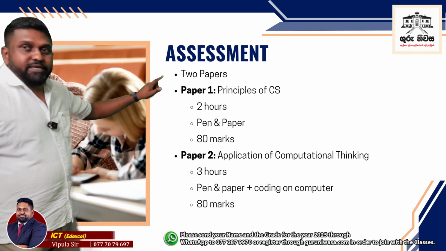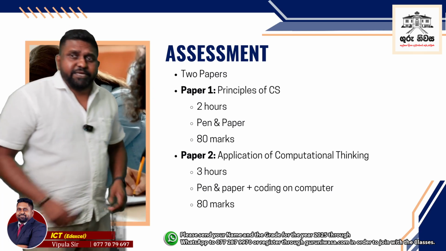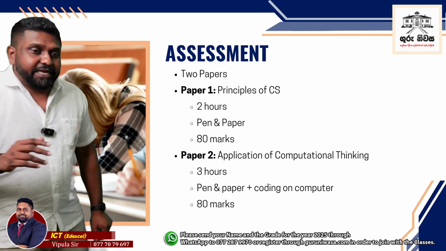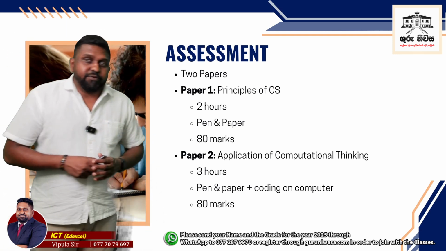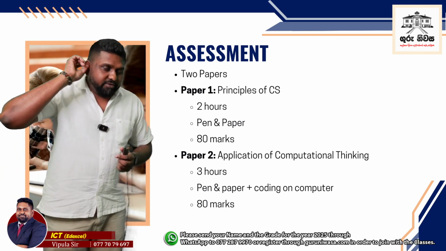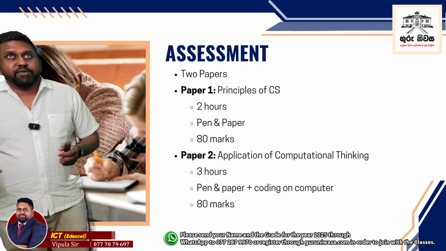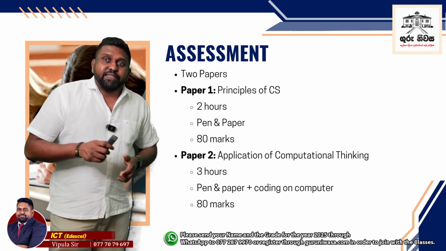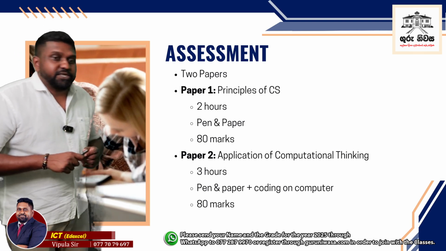Paper 1 is a complete written paper. It's pen and paper where you write the answers, and for that you get 80 marks, total of 2 hours. So you literally need to just sit down and write that, and it will be compiled using all the 6 topics which are available. And then we have paper 2, which is the application of computational thinking.